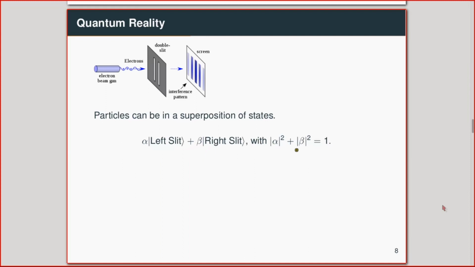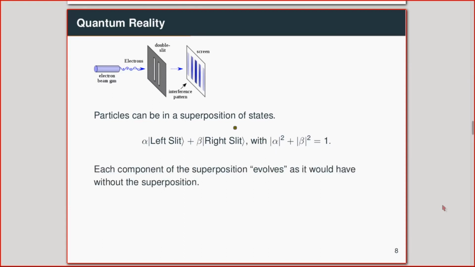And one of the significances of alpha and beta here is that if you try to detect which slit the electron went through, with probability mod alpha squared, you would get left slit. With probability mod beta squared, you would get right slit. A very weird thing, but it's something we've learned to accept if we want to work in quantum computing. Now, what happens to this? So if we let it actually go, say we say, okay, you're in a superposition of the left slit and right slit.